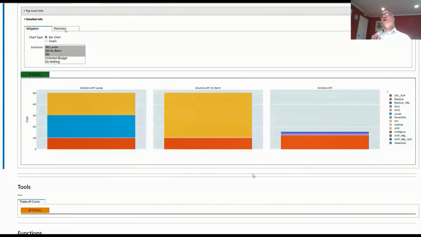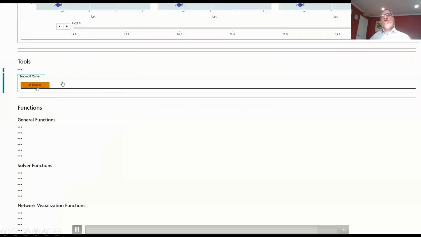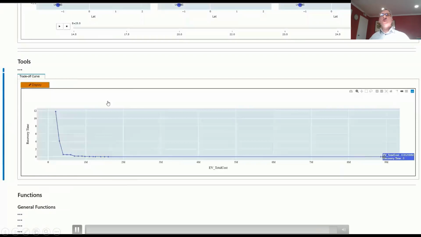And then a way to look for particular events, to look at what's going on, to understand differences and how those 3 different solutions perform with respect to different events. So we have damage represented and the ability to look at recovery times of individual nodes. And then finally, we have a trade-off curve tool, so we can automate the generation of a trade-off curve.